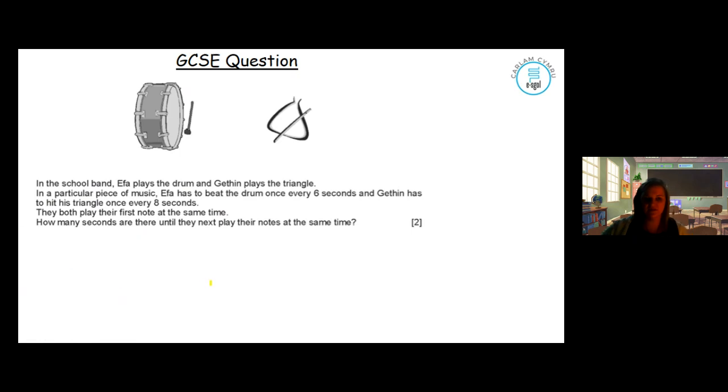So we need to pick out our key information first of all. The first line is telling us what instruments they play, but that's okay. The next bit is important. Eva beats the drum every 6 seconds. Then Gethin hits the triangle every 8 seconds. They both play their first note at the same time. And then how many seconds are there until they next play a note at the same time?